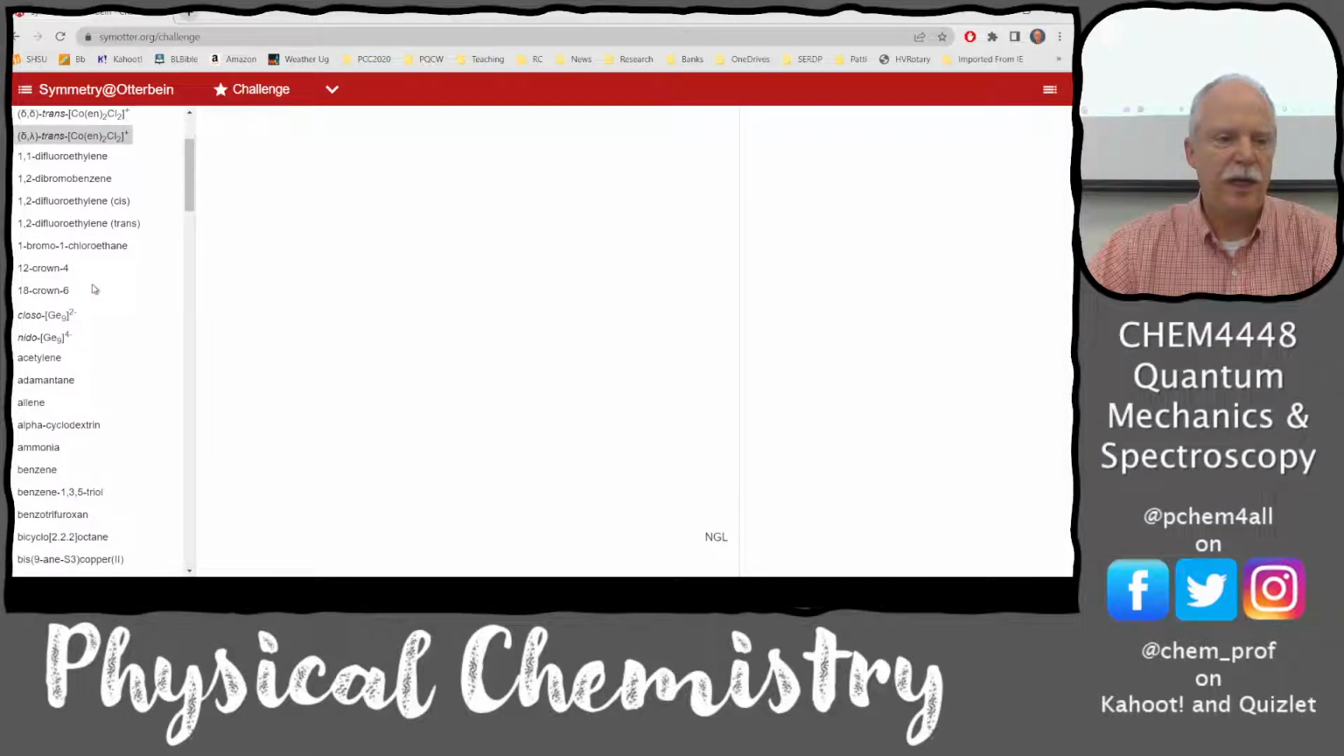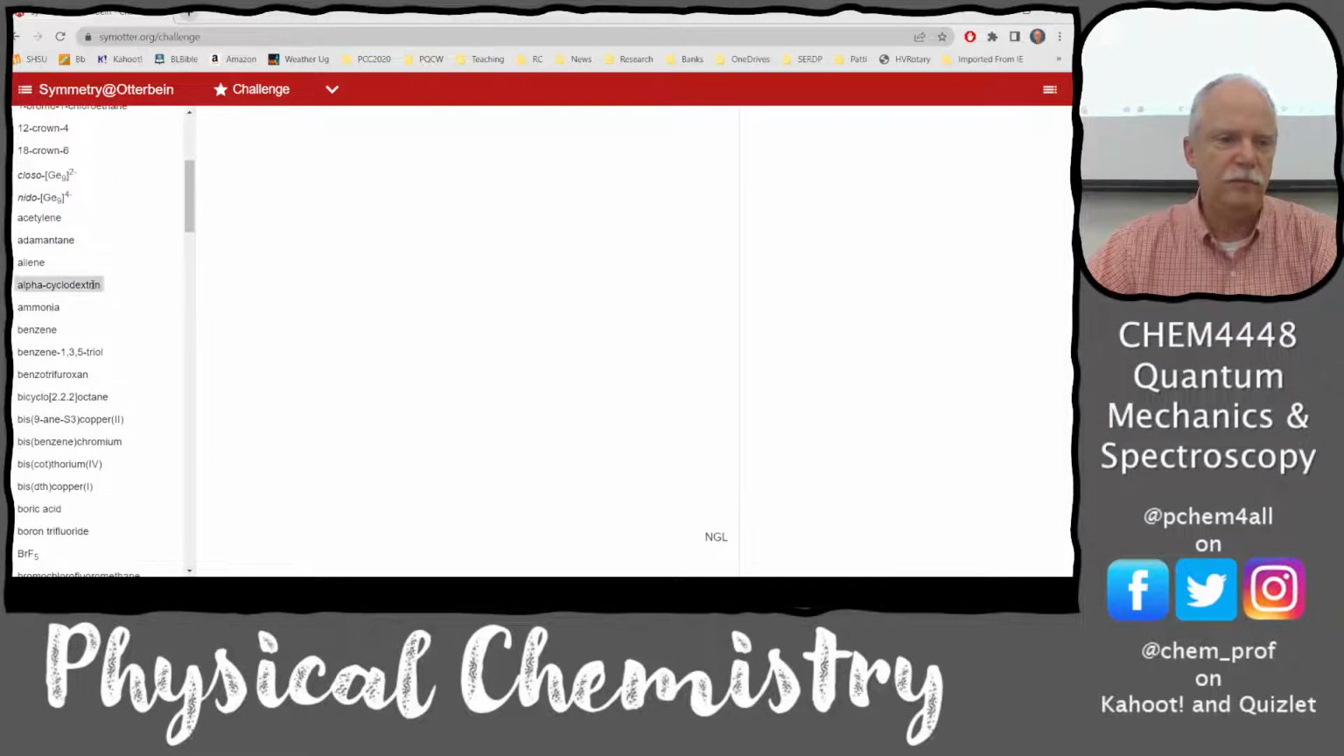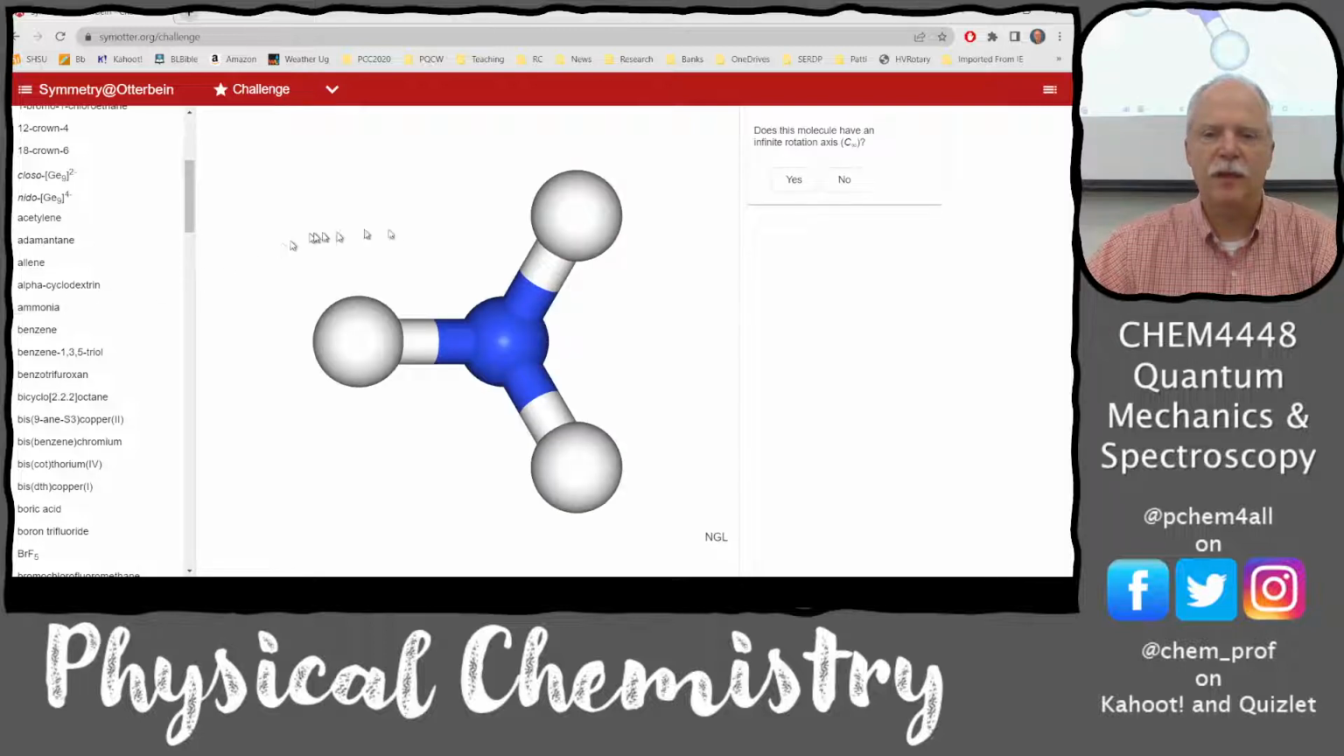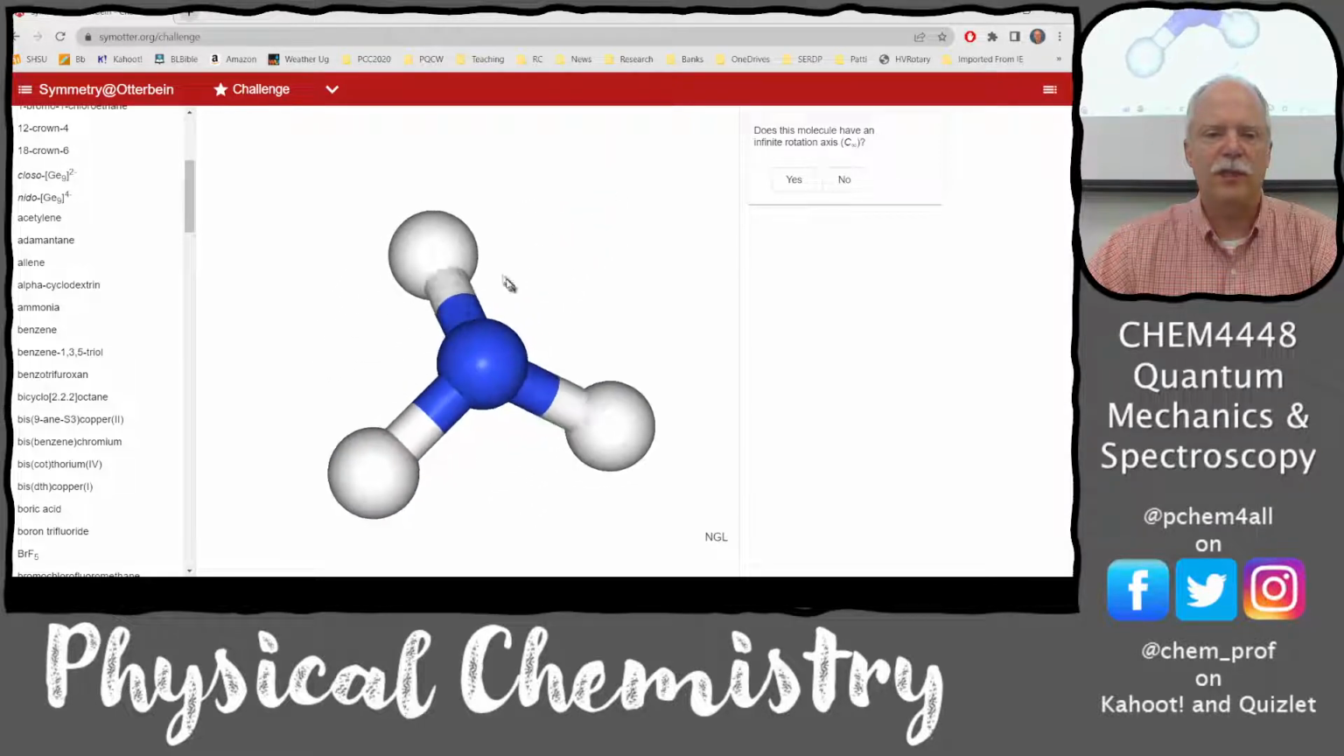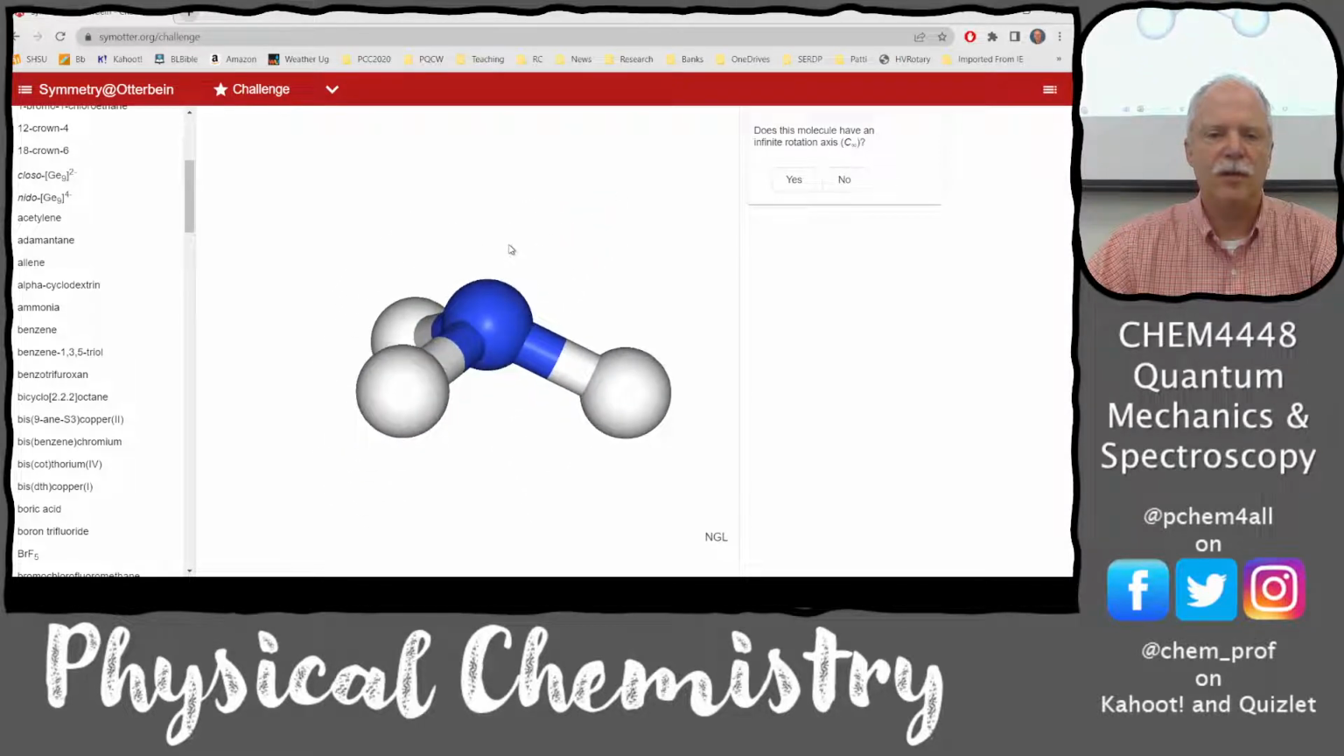And so first we need to pick a molecule. Let's pick ammonia. Let's start with something kind of easy. Okay. Now it's shown this way, but I'm going to rotate it around to where we would typically draw it. Like we would typically draw ammonia like this, with a nitrogen and a hydrogen, and then a wedged hydrogen coming out front and a dashed hydrogen going in the back. And so that would be how we would typically draw ammonia. And so this is the first question in our flowchart. Does this molecule have an infinite rotation axis, a C infinity axis?